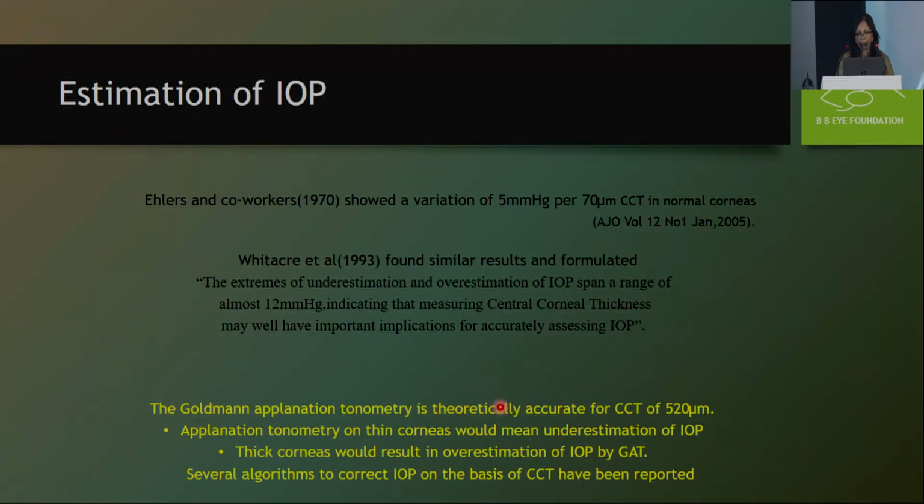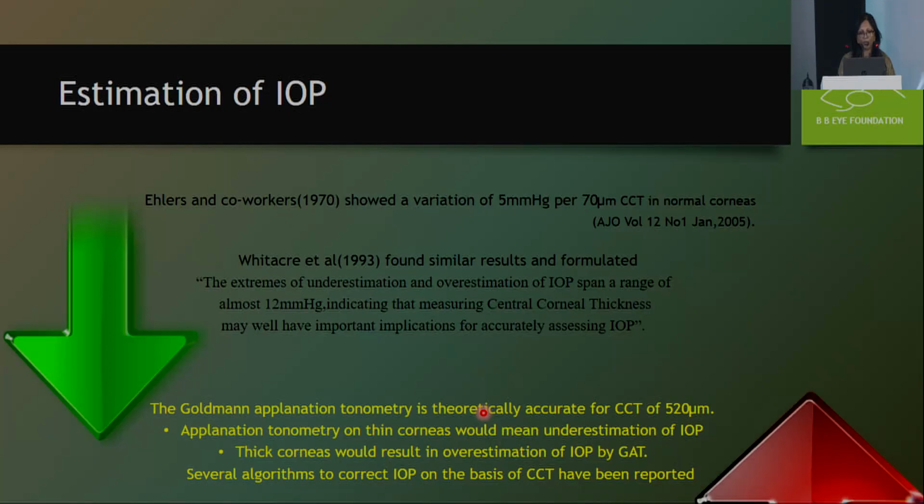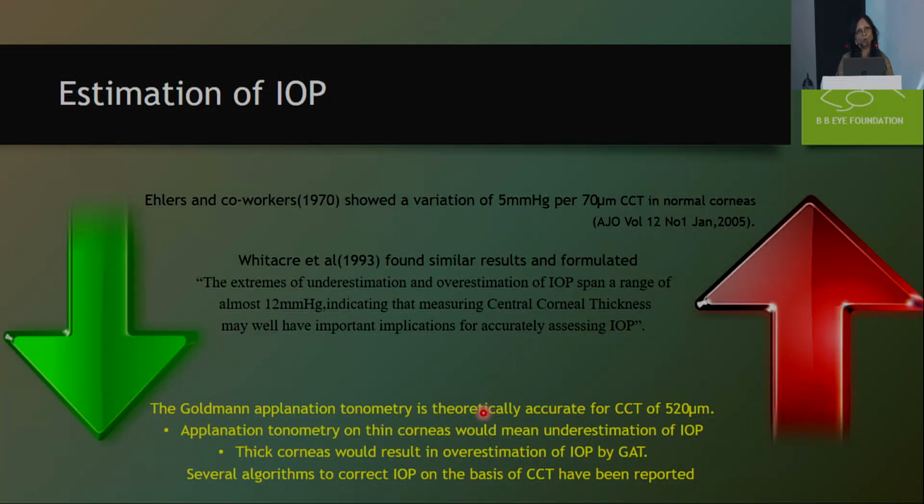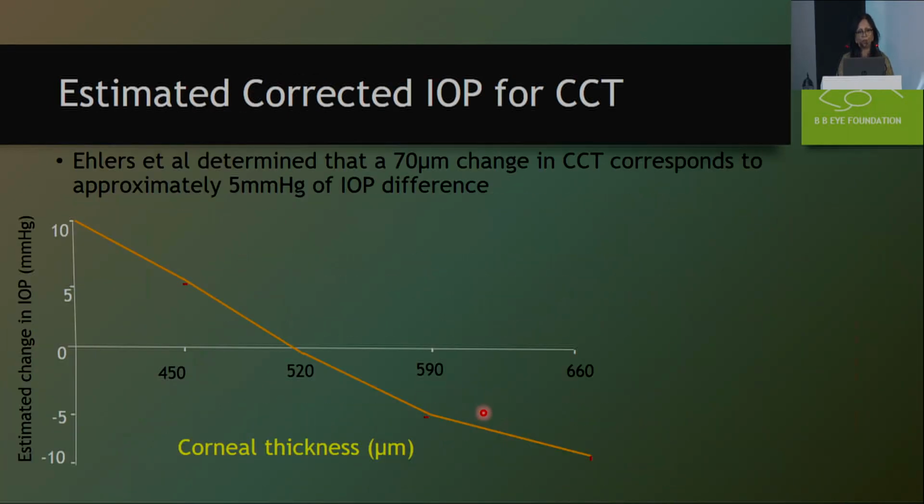So this is again the same thing. Applanation tonometer on thin corneas would mean underestimation of the IOP, and thick corneas would result in overestimation of intraocular pressure. So that's actually a rough graph. We really don't have any proper algorithm where you can, by the rule of law or by mathematics, get an exact measurement of the IOP. But generally what we follow is 70 microns change in CCT corresponds to 5 millimeters of mercury difference either way.